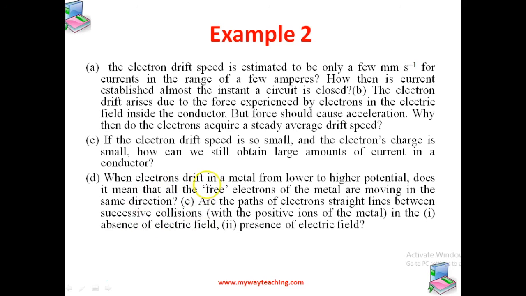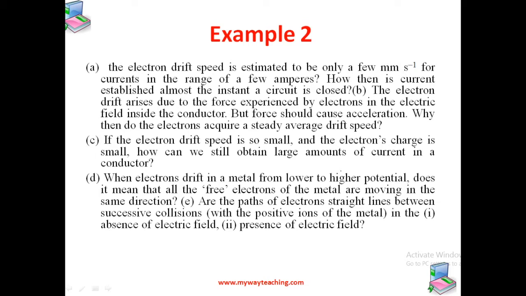When electrons drift in a metal from lower to higher potential, does it mean that all the free electrons of the metal are moving in the same direction? Are the paths of electrons straight lines between successive collisions with the positive ions of the metal in the absence of electric field, and in the presence of electric field? So these are some of the questions which are related to electric field.